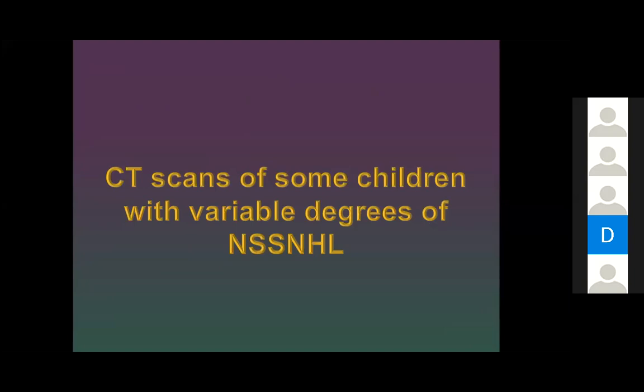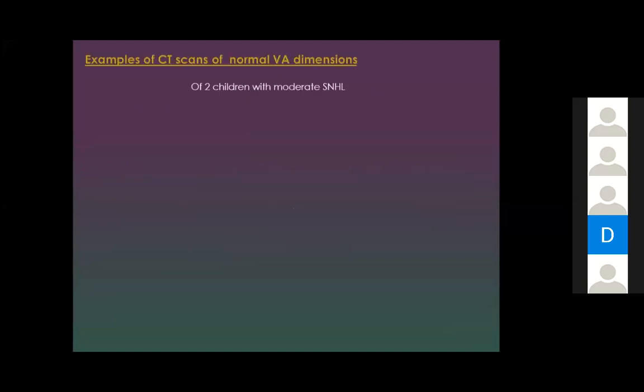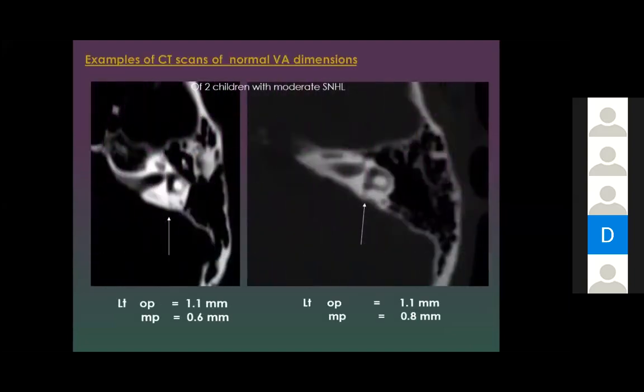CT scans of some children with variable degree of non-syndromic sensory neural hearing loss. These are 2 CT scans of normal vestibular aqueduct dimension of 2 children with moderate sensory neural hearing loss. Here we can see the operculum less than 1.5 and the midpoint less than 1 millimeter.